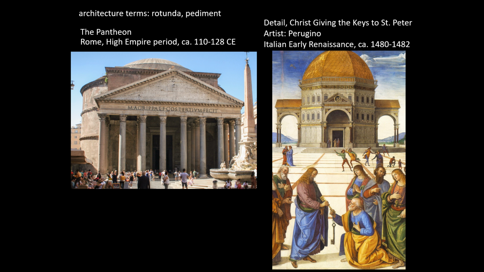You can recognize the columns. Okay, so that's typical. And then above the columns, you see a triangle-shaped roof. And you can see the triangle-shaped roof in both. That triangle-shaped roof is called a pediment.